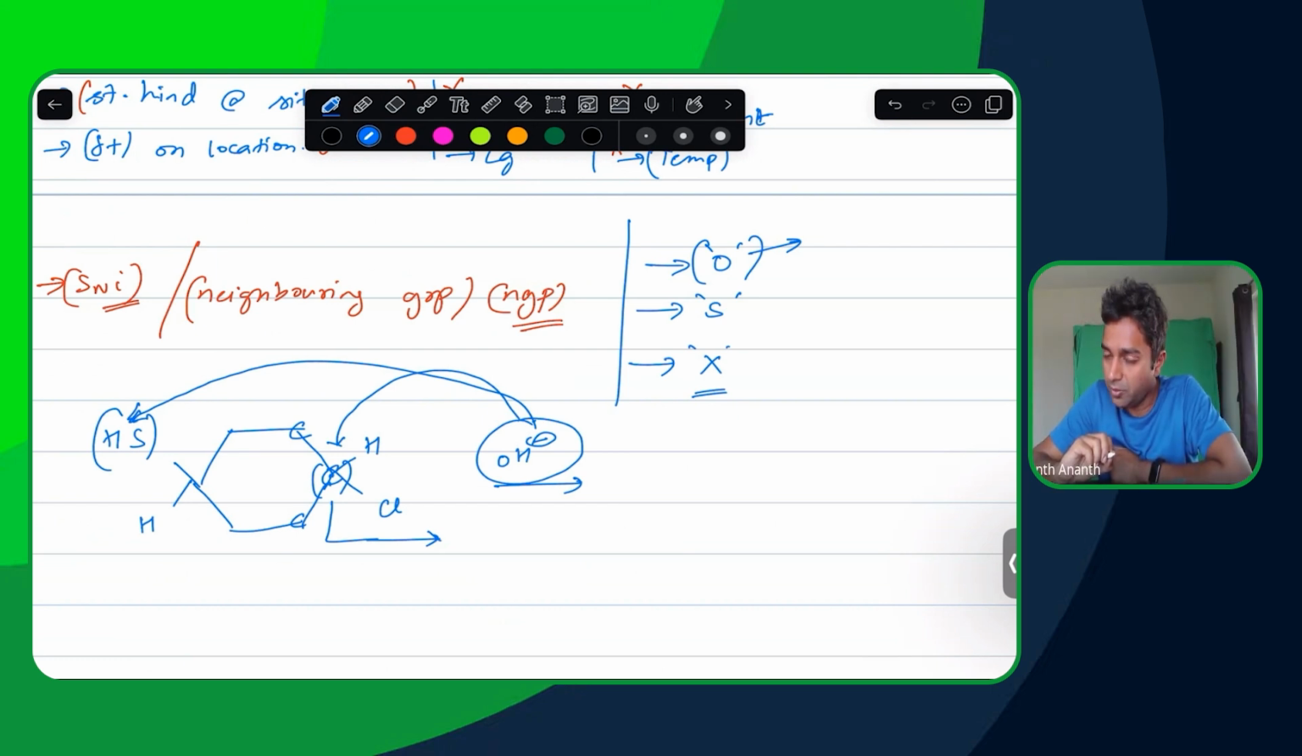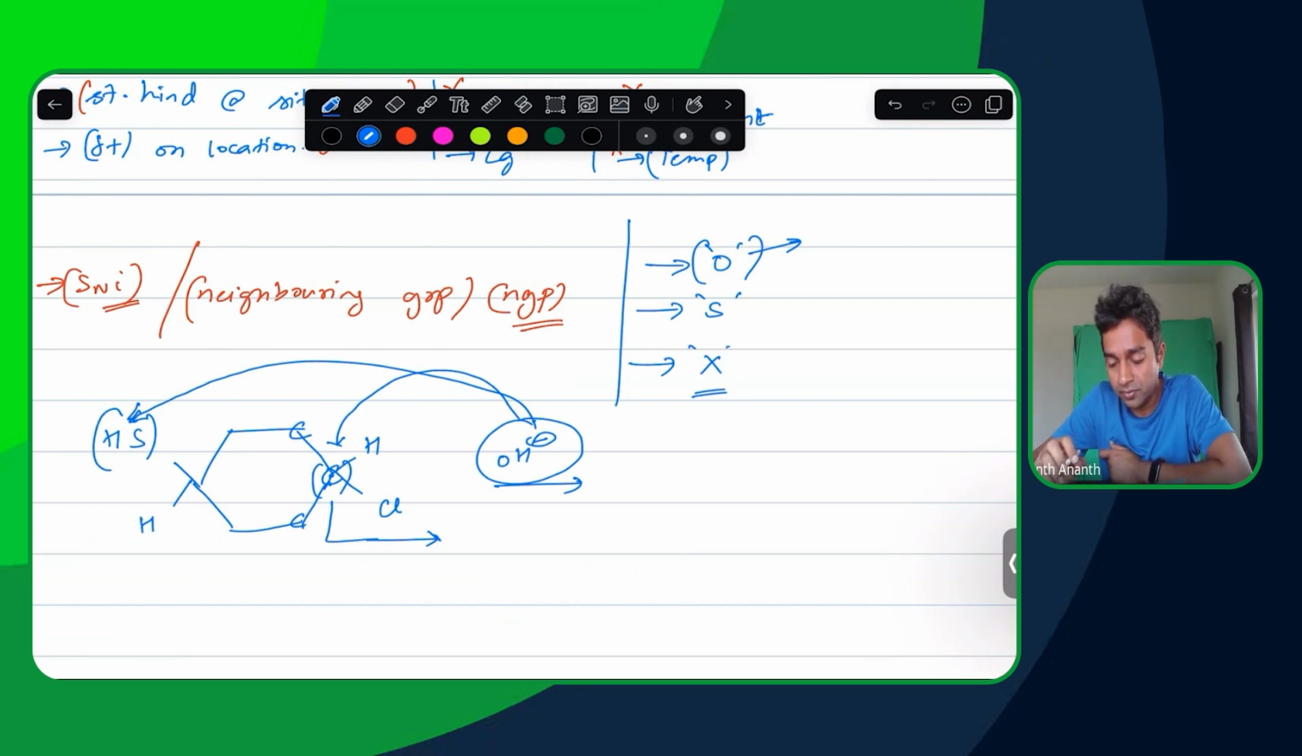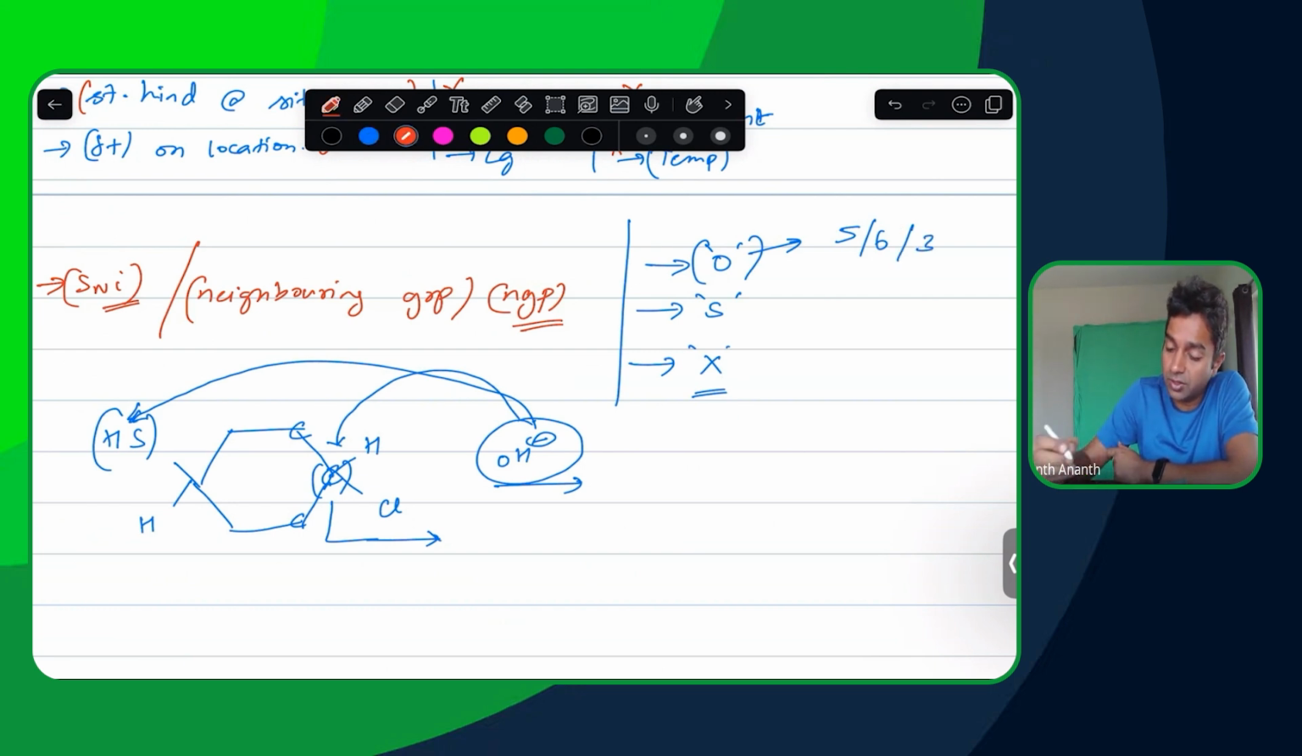3 is possible. I'm not saying 3 is impossible. I'm saying, what is the most preferred one? Oxygen usually prefers to go for 5 or 6 or 3. Now, among the 5, 6 or 3, 5 is most favored. And oxygen will specifically avoid 4.